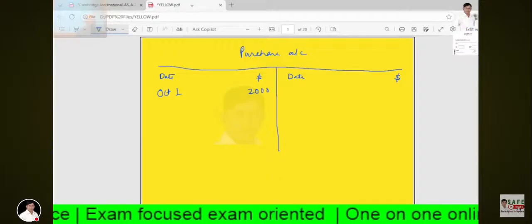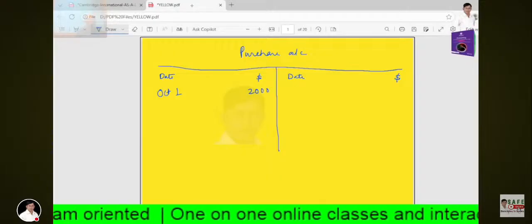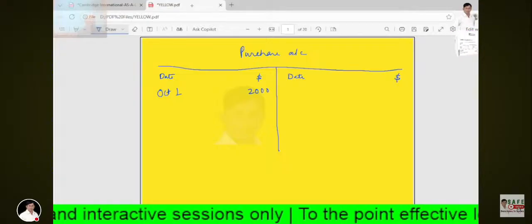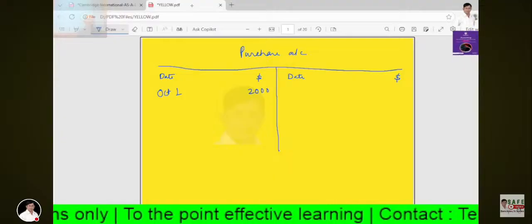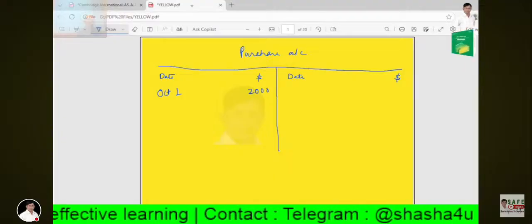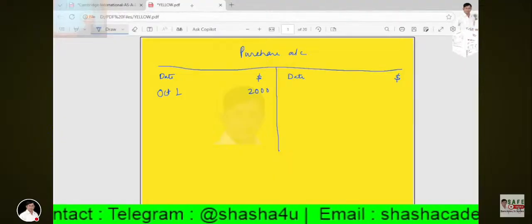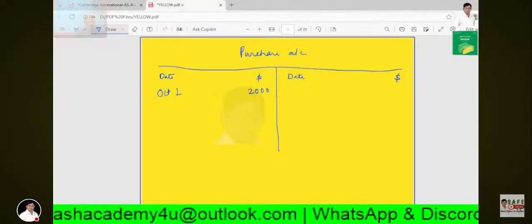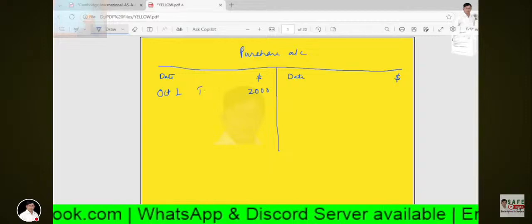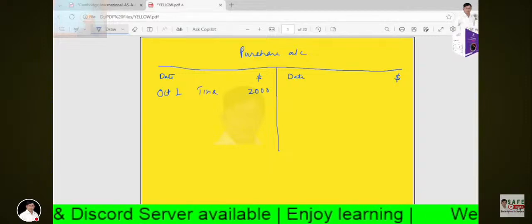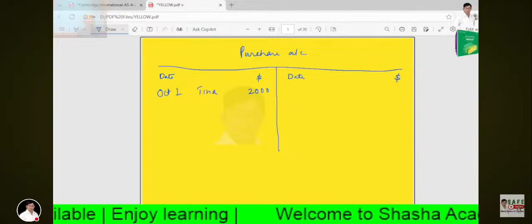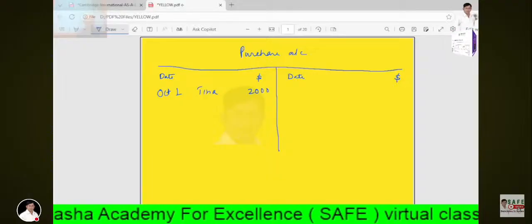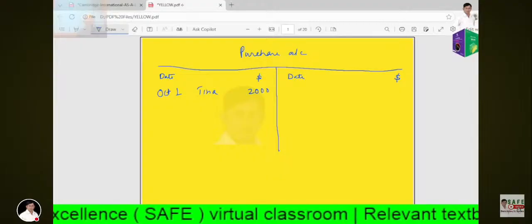A lot of students get confused. So they write something here. If they have debited, then no, it is not like that. Purchase account debit means purchase account is debited. With whom? Wait one minute. From whom you have purchased? You have purchased from Tina. See, purchase account has been debited and Tina's account has been credited. So this is the completion of the entry.